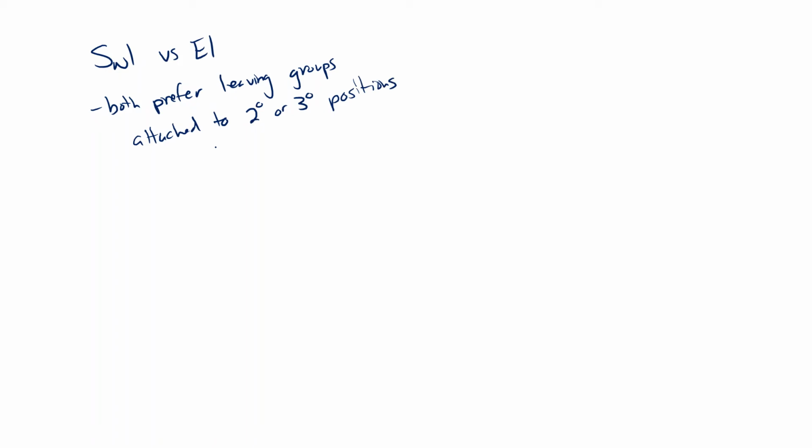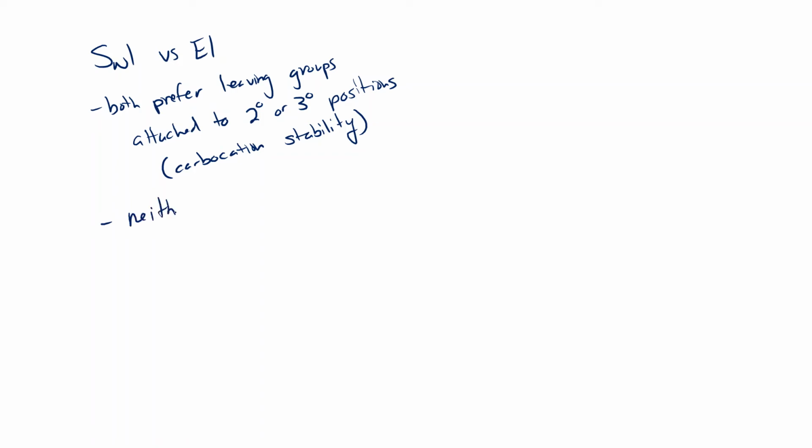Right, and the reason that secondary and tertiary positions are favored is due to carbocation stability, right? If you're going to have your leaving group leave and make a carbocation, it needs to be a stable carbocation. So it needs to be a secondary or tertiary leaving group. Which one happens, right? Do you get SN1 or E1?